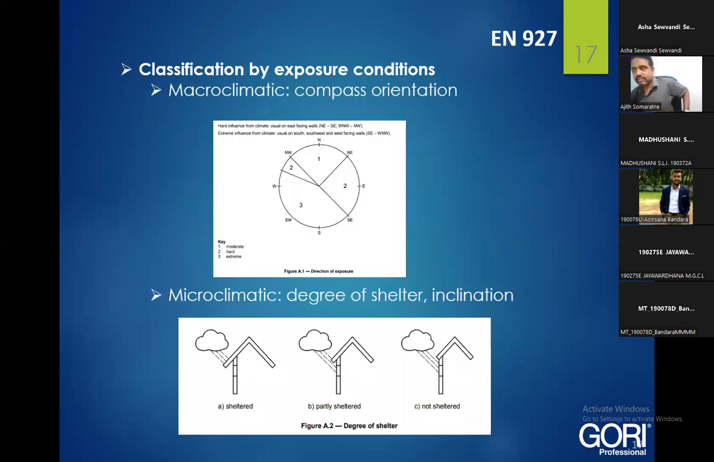Then one main aspect which engineers should consider is the classification by exposure conditions, right? It is categorized into two, macroclimatic and microclimatic. Because you know the climate or atmospheric impact is one of the major categories affecting durability. So the compass orientation is one main concern, because the UV attack by sunlight is directly related to the compass orientation. If our application faces west, then it will have a high risk of degradation, right?